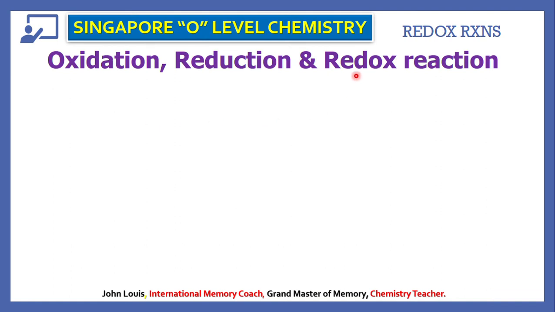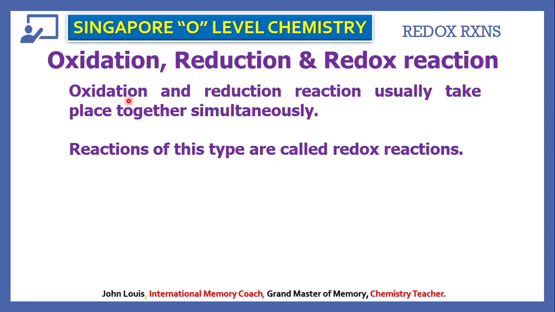So that is what is known as redox reaction. Oxidation and reduction put together is known as redox reaction. See, oxidation and reduction reactions usually take place together, simultaneously. That I already told you. Reactions of this type are called redox reactions.